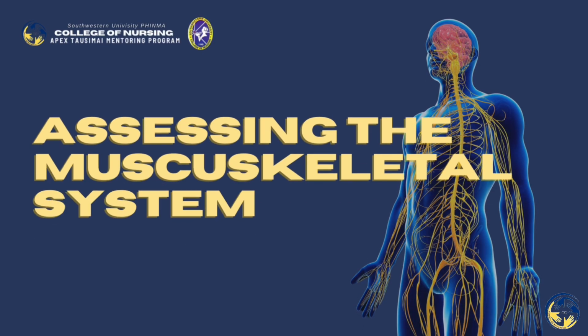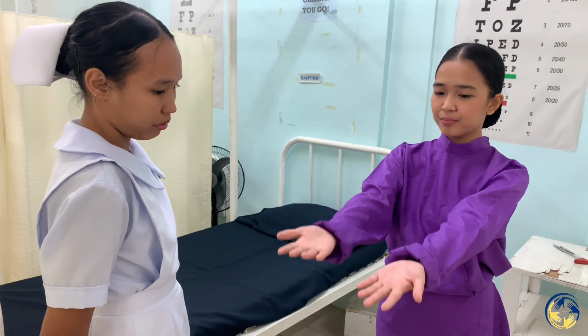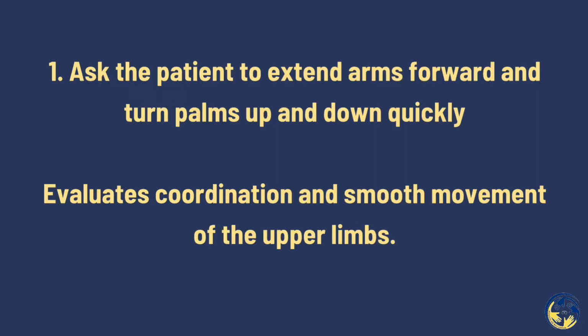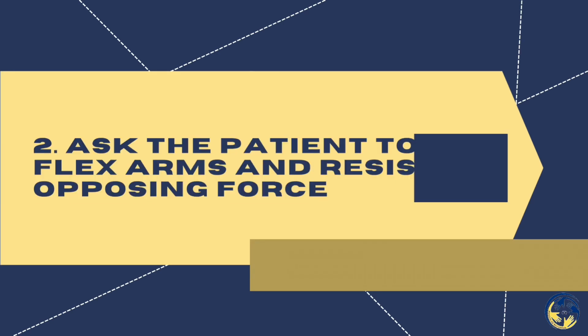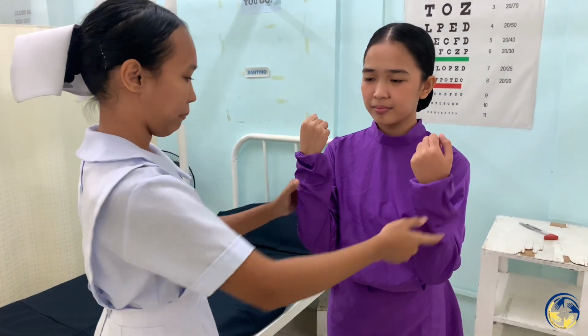Assessing the musculoskeletal system. Ask the patient to extend arms forward and turn palms up and down quickly. It evaluates coordination and smooth movement of the upper limbs. Ask the patient to flex arms and resist opposing force. It checks upper arm strength and nerve function.